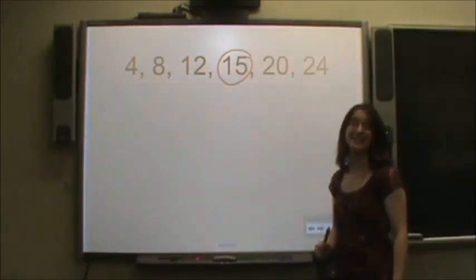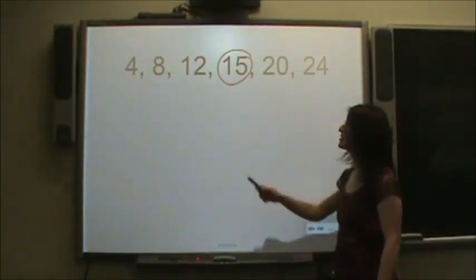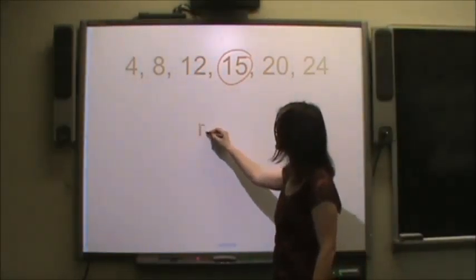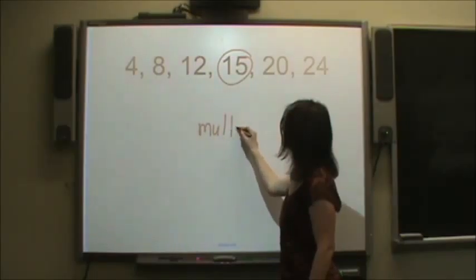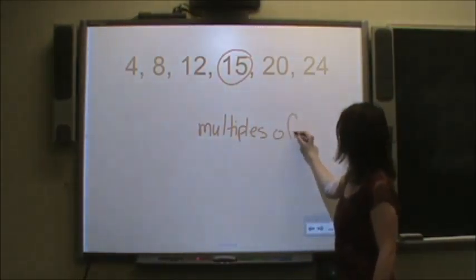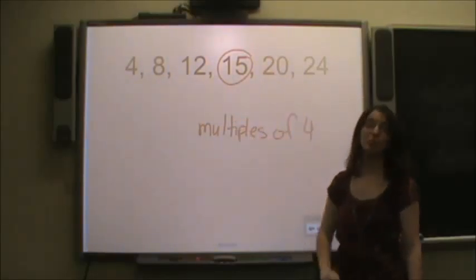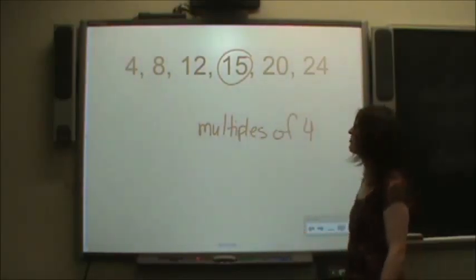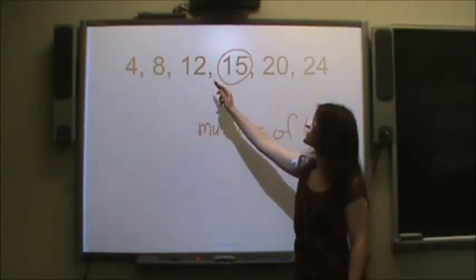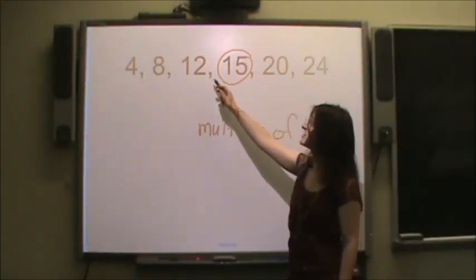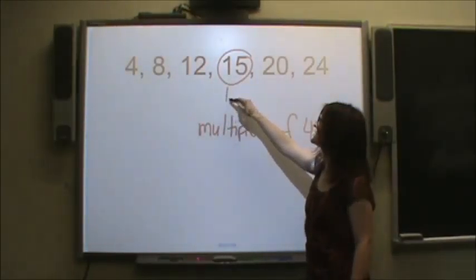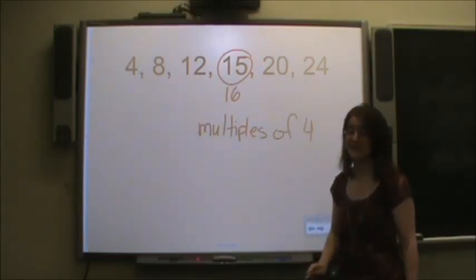The 15 does not belong because we're skip counting by 4's, which means that these are all multiples of 4. All of these numbers are products of 4 times another number. Now, what should be in 15's place? If we go from 12, then we're skip counting by 4, so that's 4 times 3. So this is going to be 4 times 4, and that's 16. So that number should have been 16.